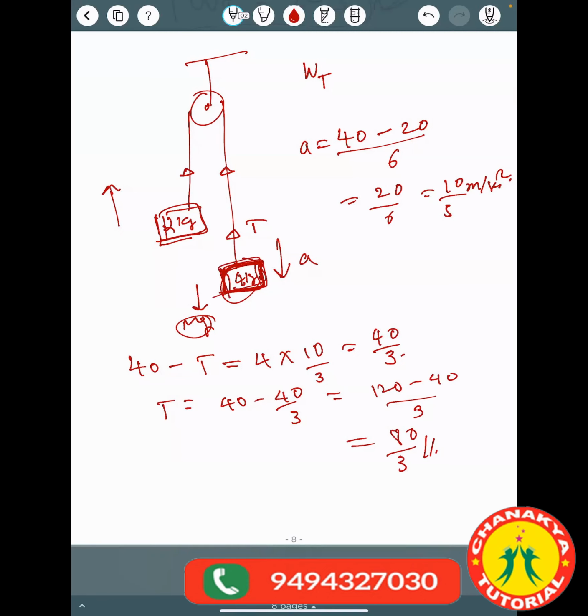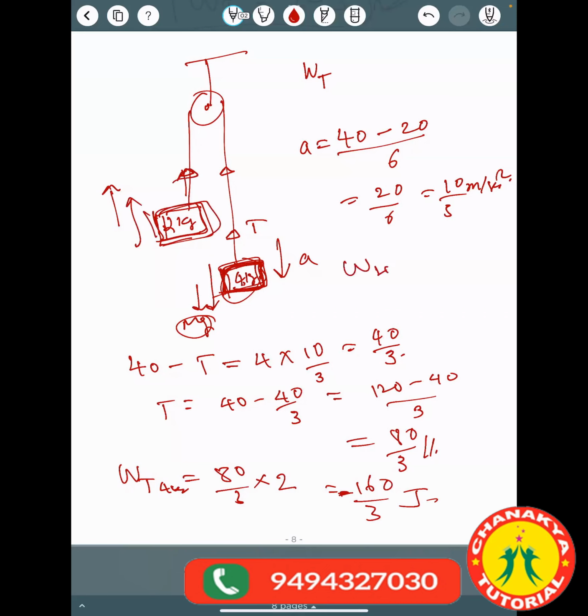How much is the work done? Work done by tension on 4 kg will be 80 by 3 into 2 meter. This will be 160 by 3 joule. Similarly, on 2 kg, it will be negative here because tension is upwards and the block is moving downwards, so I have to keep a negative sign. Please remember, on 2 kg the block is moving up and tension is also up. That means positive work done.